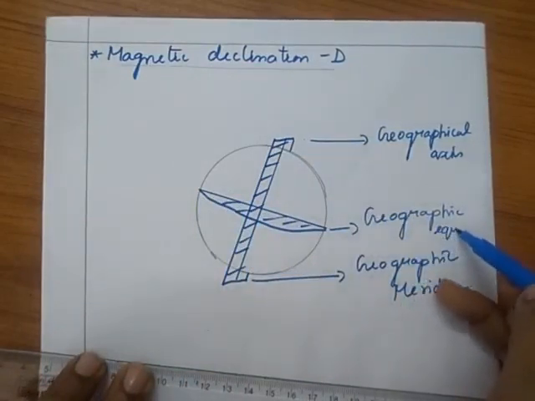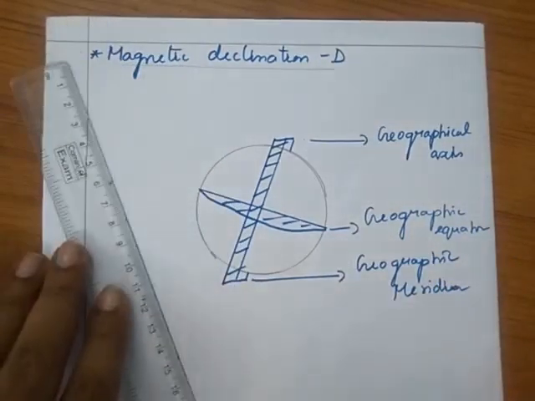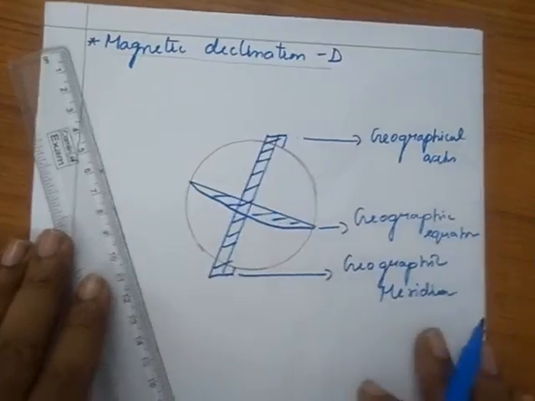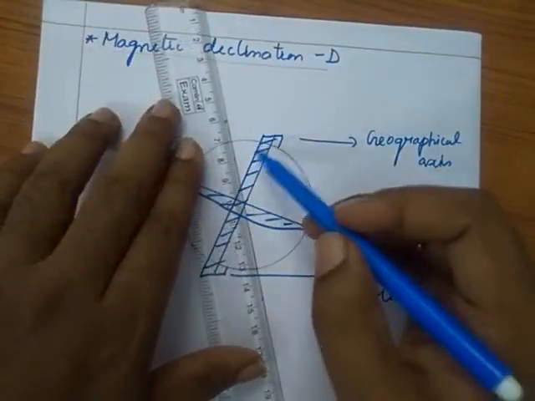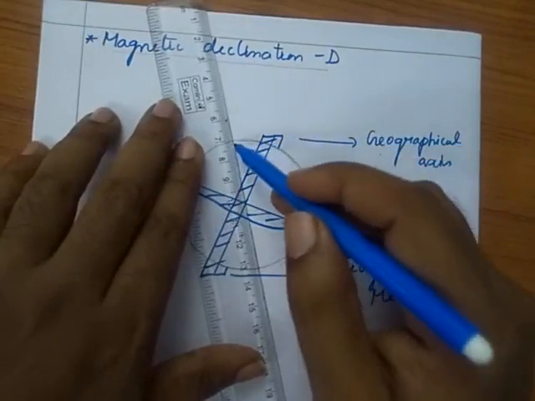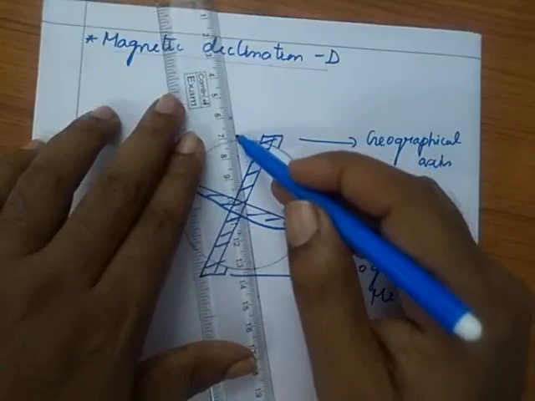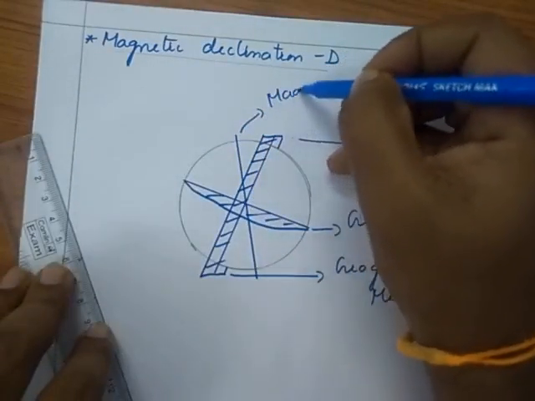We know our suspended magnet comes to rest in a direction that is approximately along the geographical axis. That axis, as we know very well, is the magnetic axis. This one is indicated as the magnetic axis.